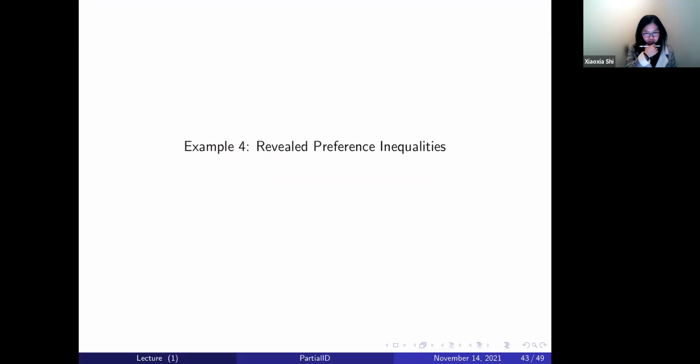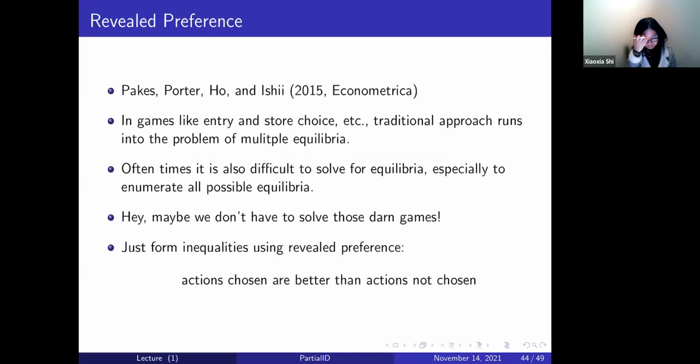So the fourth example is revealed preference inequalities. This is another way that inequalities may come up. The most representative paper may be this Pakes, Porter, Ho, and Ishii paper. They argue that in discrete games, the traditional approach runs into the problem of multiple equilibria, but that's not the only problem.